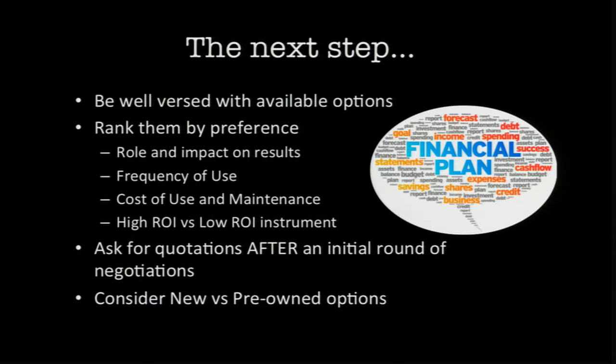Once you're well versed with the available options, then you rank them by preference. Again, its role and its impact on results is very important. If it is a primary machine, that is the one that you're going to use all the time, let it be a better machine. Otherwise, you can have a second-hand equipment or a machine with lesser capabilities as your backup. If you're going to use the machine very frequently, then it should be of a higher order, because that is going to improve your comfort and performance.